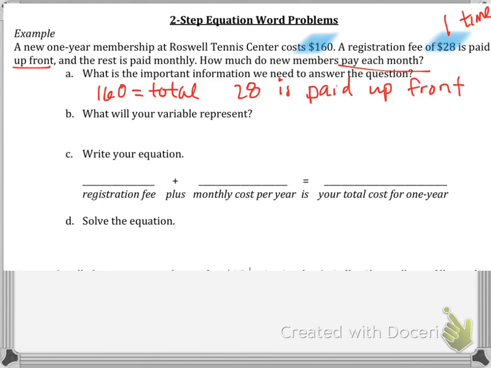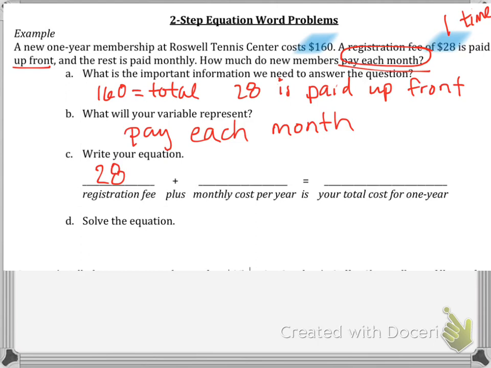Our variable will represent what we don't know. What we don't know is how much they pay each month. So the registration fee costs $28, so that gets added on no matter what. It's like when you use Uber Eats. You pay for your food, which would be your unknown, but your fee you know up front. So it's the same thing. Your thing that you know that you add or subtract up front, that doesn't depend on how much you get, is what you're adding or subtracting. In this case, we're adding it.